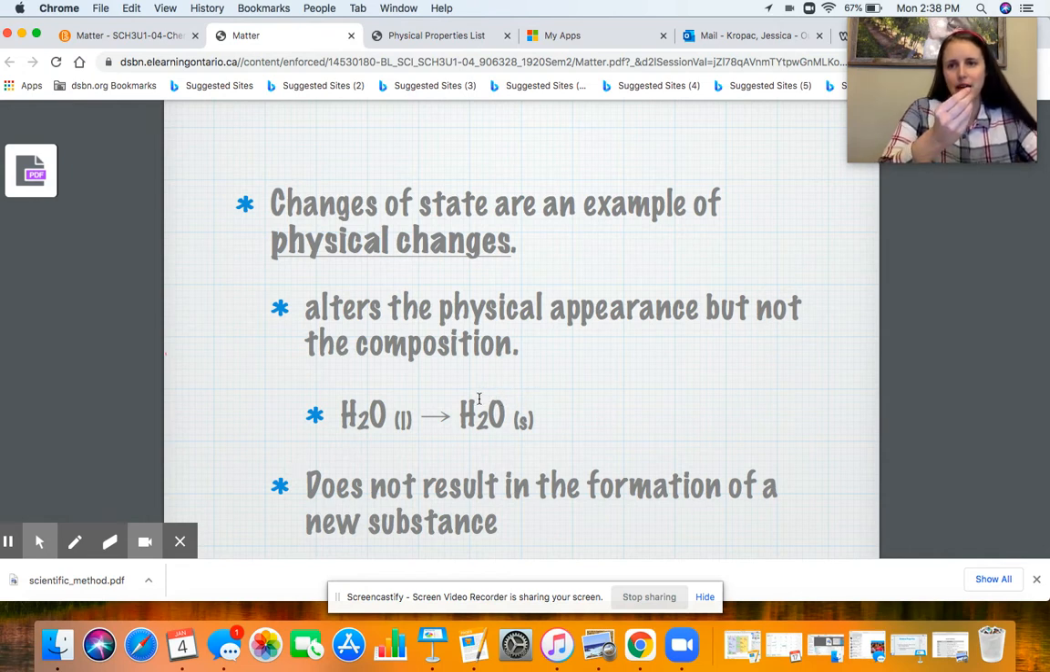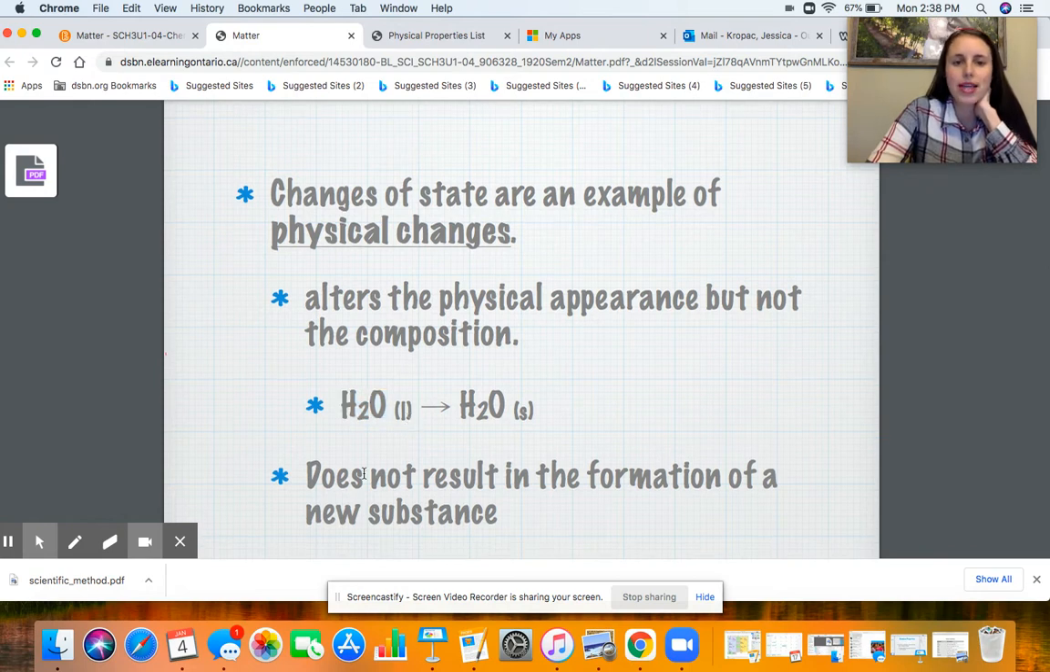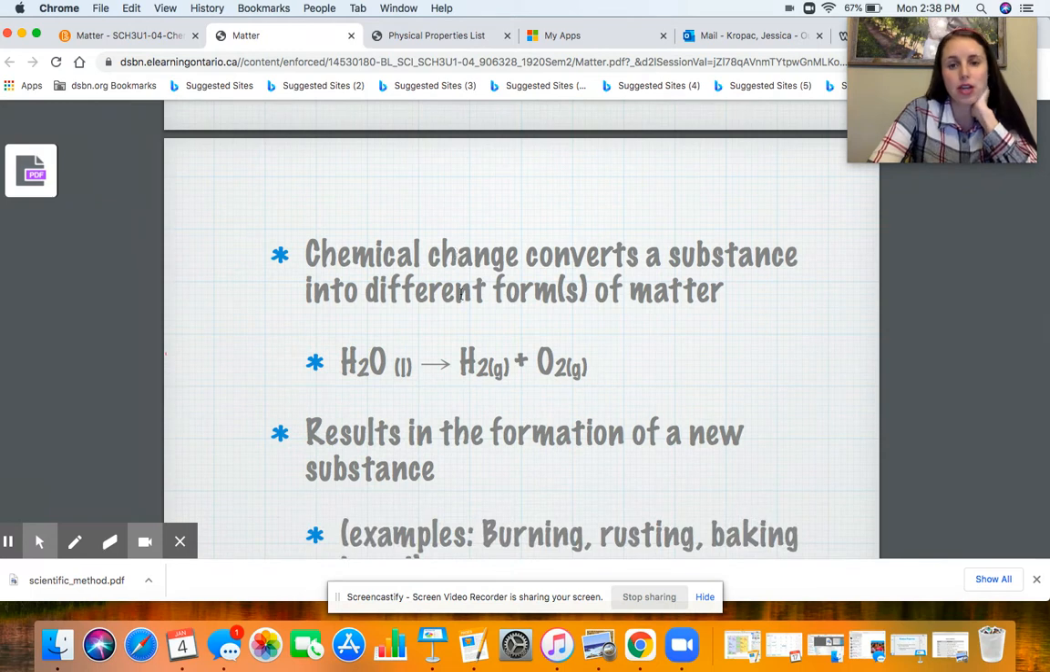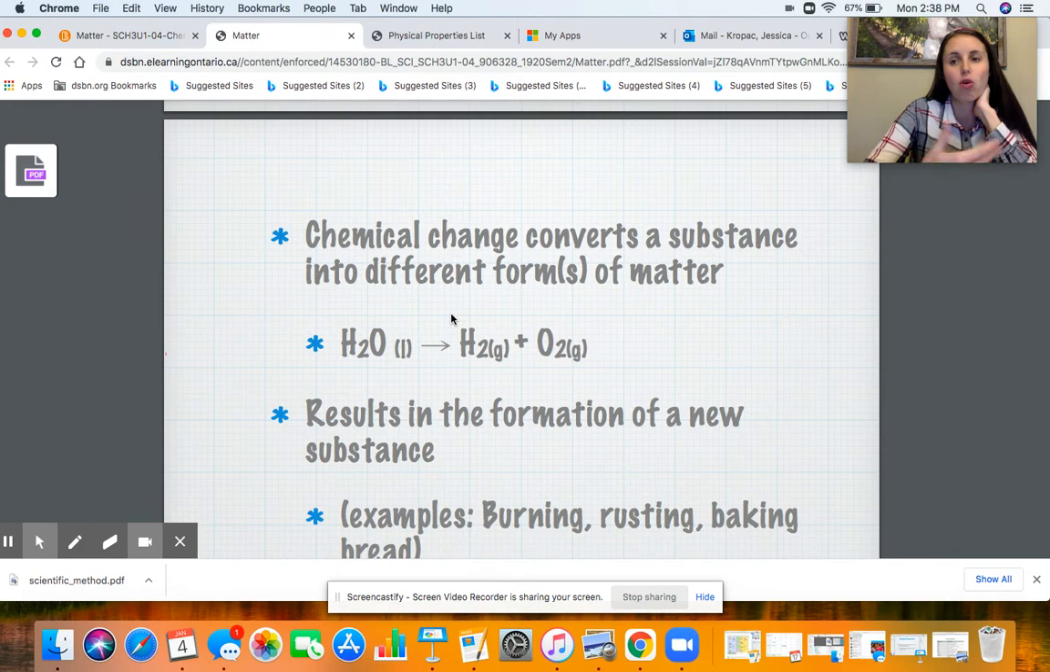Sometimes you get that kind of frosty white. It goes opaque a little bit. So it's going to look different, but the chemical composition is still going to be the same. The chemical composition is still going to be 2 hydrogens bound to 1 oxygen. So we say that physical changes do not result in the formation of a new substance. Here we have a different looking substance, but when we actually look at the chemical structure, the structure of the substance itself is still the same. Chemical changes, on the other hand, are going to convert the substance into a different form or forms of matter.